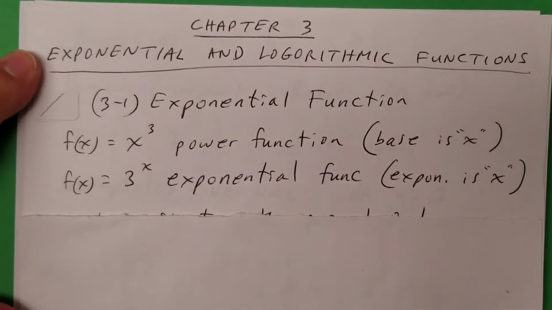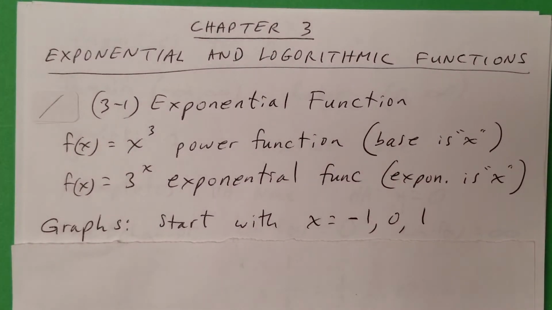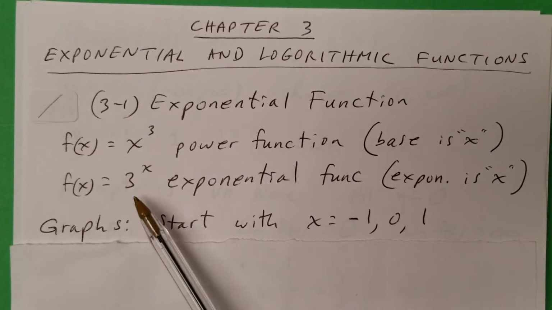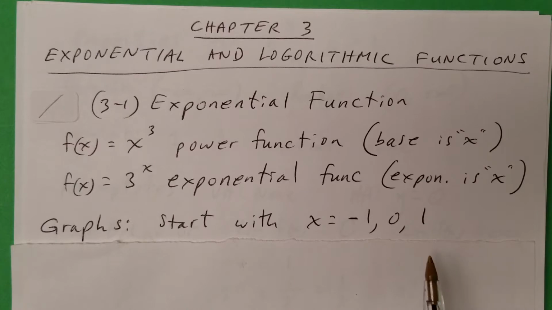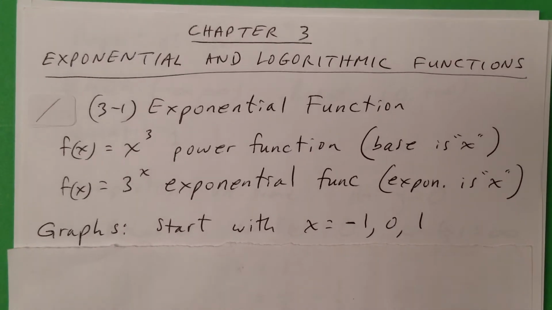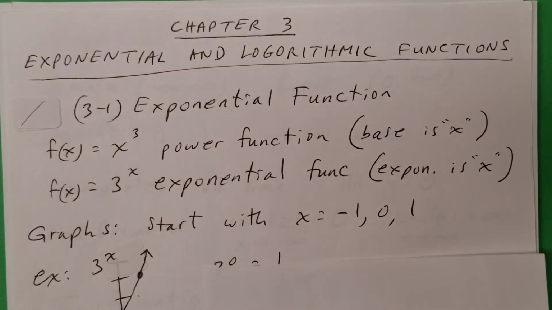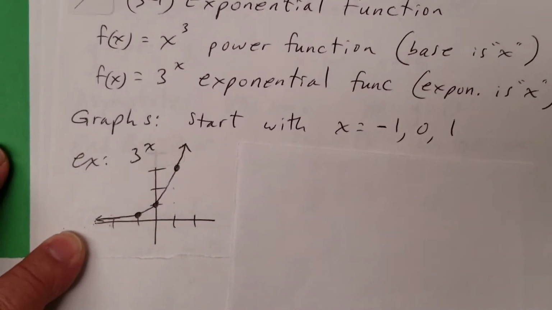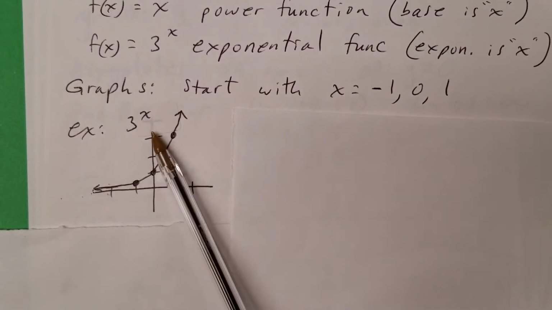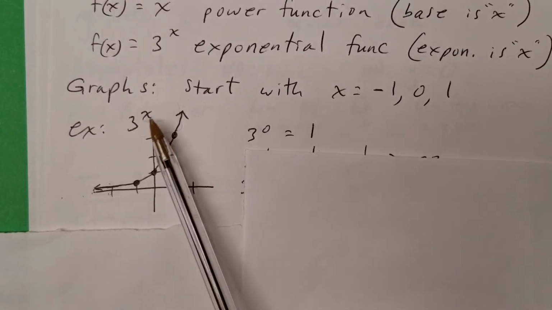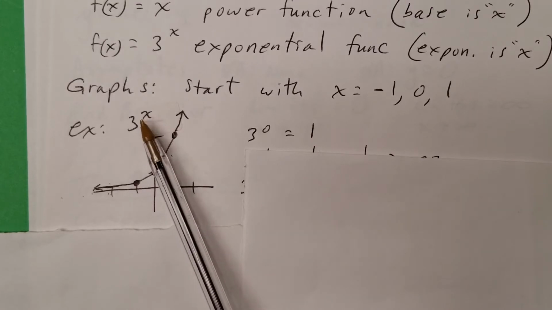So let's start. First of all, if you want to graph really quick an exponential function, you should always start with -1, 0, 1, and you'll get the feel. You can kind of see which way the curve is going to go, the graph is going to go. So, for example, 3 to the x. What does the graph look like? Well, on the side, just do x equals -1, 0, 1.